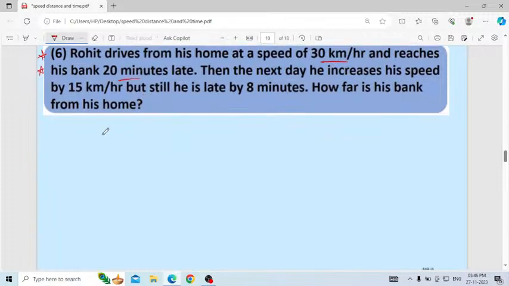Roughly, I will draw 20 minutes late. Let us consider this as 15. I will write here 20 minutes. Late. 20 minutes late means we have to go back, not this way. Okay, 20 minutes late. Better to move back.